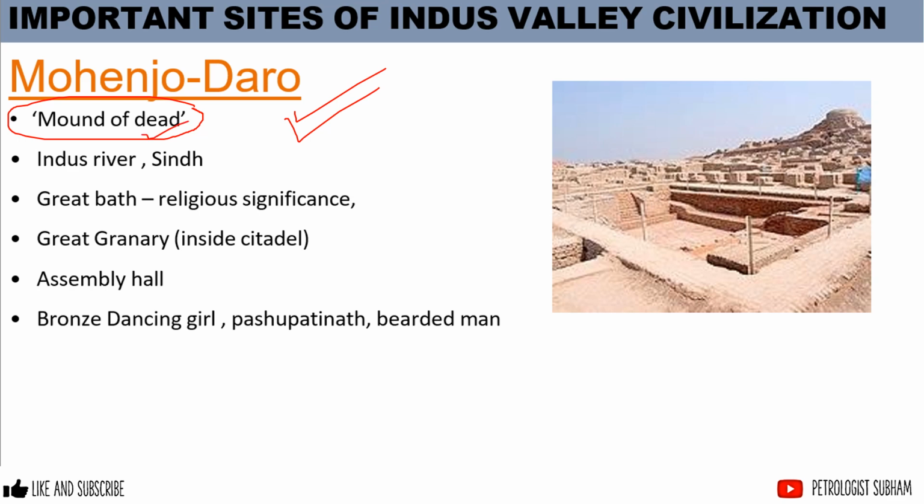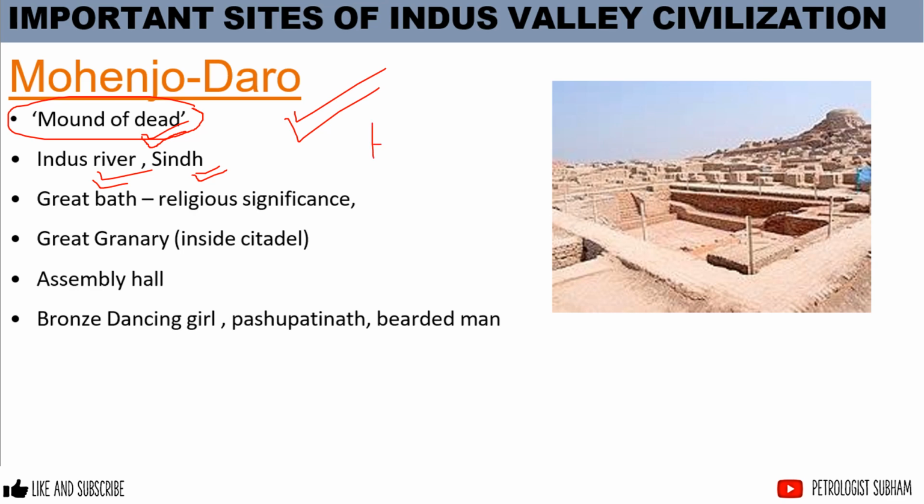Now this is very important. What does the word Mohenjo-daro mean? It is mound of dead. It was located on the bank of river Indus, which was also called Sindh, river Sindh was also said. Now Mohenjo-daro was on the bank of river Indus.